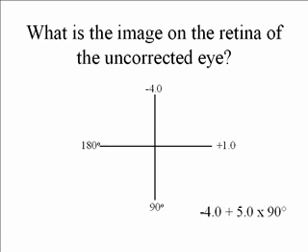So this is our total power cross. And it's the total power cross that we've been dealing with from the previous lecture. The power of the total power cross vertically is -4, and horizontally is +1.